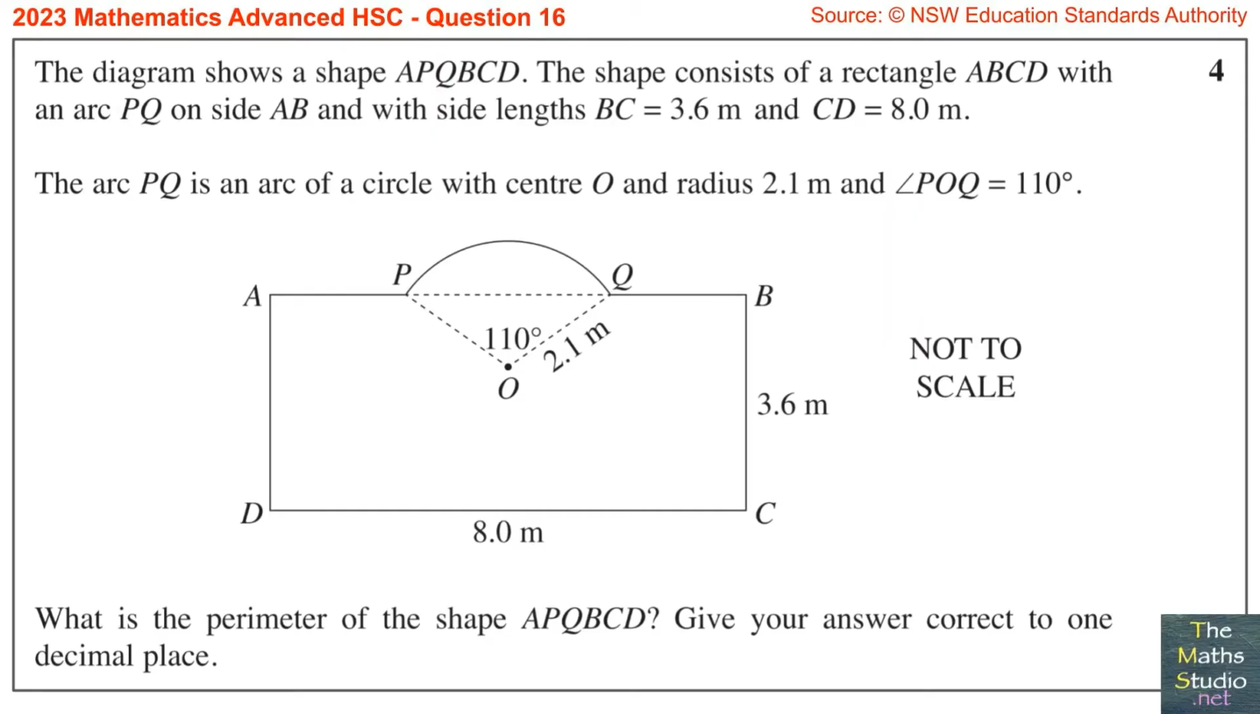Question 16. The diagram shows a shape APQBCD. The shape consists of a rectangle ABCD with an arc PQ on side AB and with side lengths BC equals 3.6 meters and CD equals 8.0 meters. The arc PQ is an arc of a circle with center O and radius 2.1 meters, and angle POQ equals 110 degrees. What is the perimeter of the shape APQBCD? Give your answer correct to 1 decimal place.